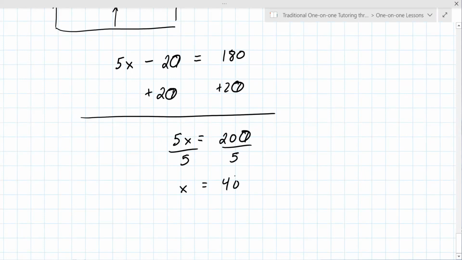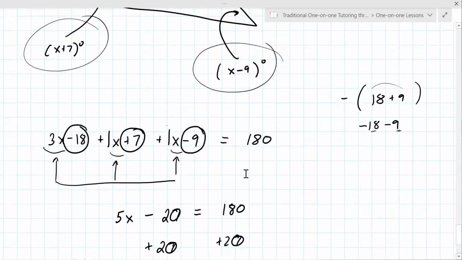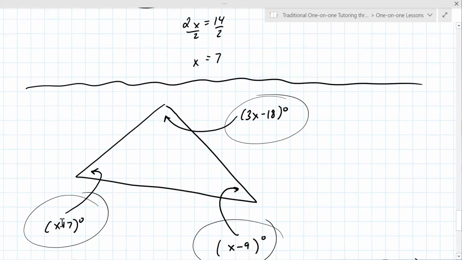40, yeah. But here's the thing, and this is the most important part of today's lesson: this is usually an intermediate answer. It's a checkpoint, not the final answer. So you have to take this 40 and go back to the original problem. Because this angle right here is x plus 7, which is 47 degrees. This is 40 minus 9, or 31 degrees. This one up here is 3 times 40 minus 18. 120 minus 18 is 102 degrees.